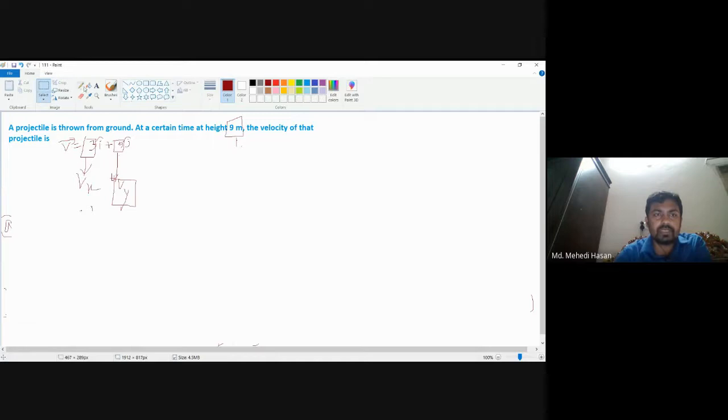So if the question is given, find the velocity at t equal to 5 second. Okay, so the question is find the velocity at t equal to 5 second.